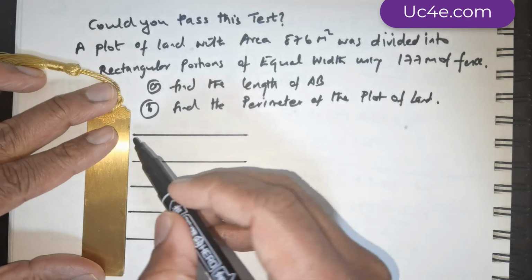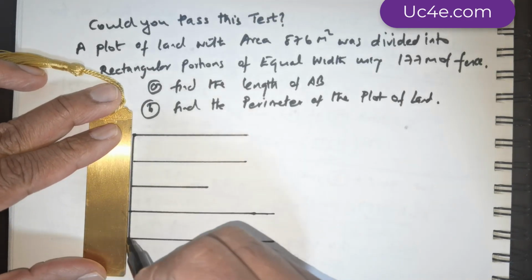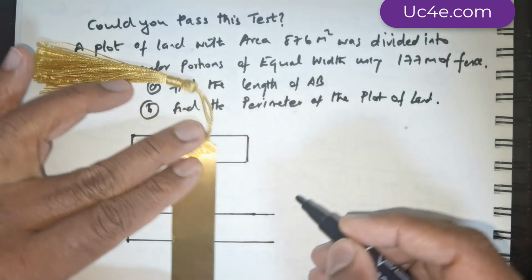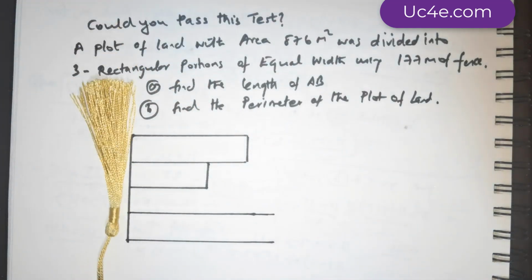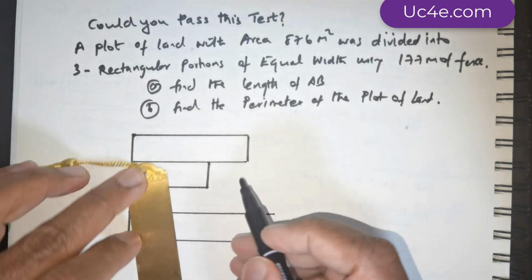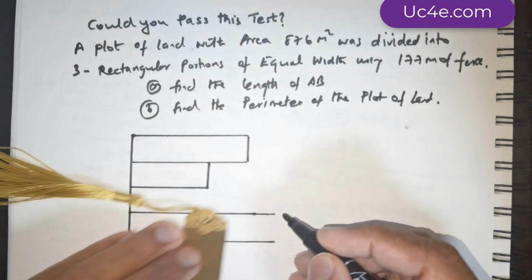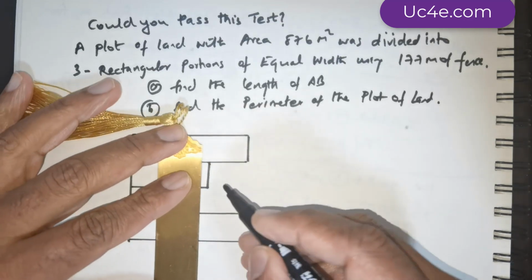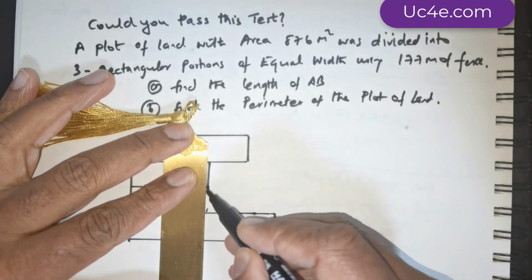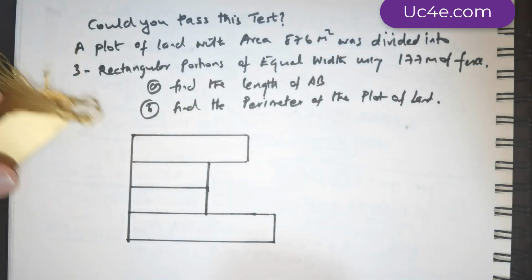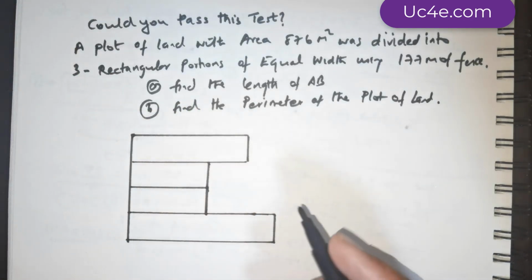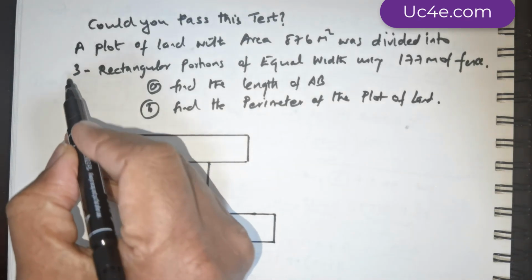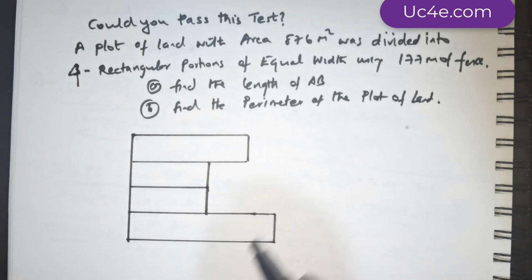Now we have some additional data also along with these. I think I've drawn one rectangle additionally, so I will have to change the question. It's actually three rectangles, but I have drawn 1, 2, 3, 4. So instead of saying 3, I'm going to make it as 4.